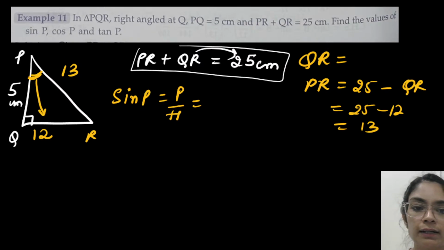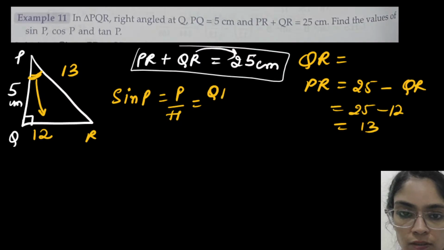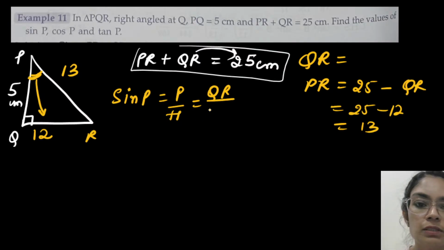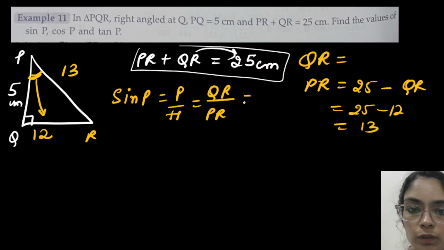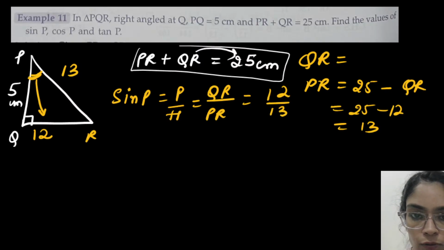So opposite to angle P is QR, and the hypotenuse of this triangle is PR. QR's value is 12 and PR is 13. So sine P is equal to 12 by 13. Madhusudan has given the answer, sine P is 12 by 13. So you have solved before me.